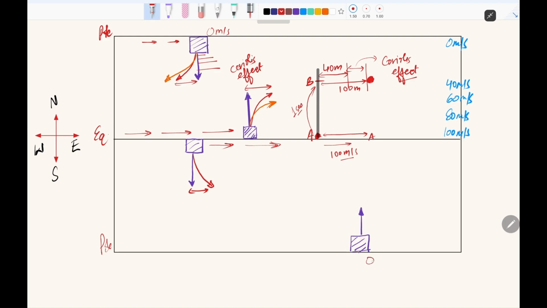Similarly, if the object is being thrown from the poles towards the equator, the initial momentum would be 0 meters per second and the surface beneath would be getting faster and faster. So this time what it would seem like is the object is lagging behind the surface beneath, and this would be the Coriolis effect. So in case of the southern hemisphere, we can see that the deflection is towards the left of the direction of motion, right?